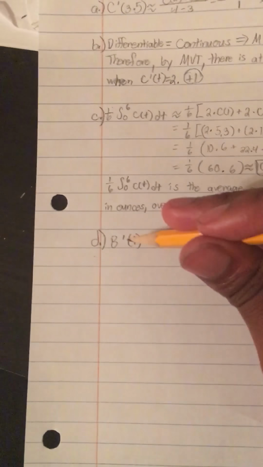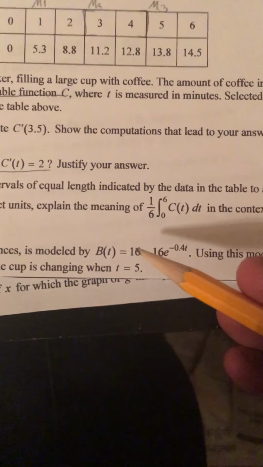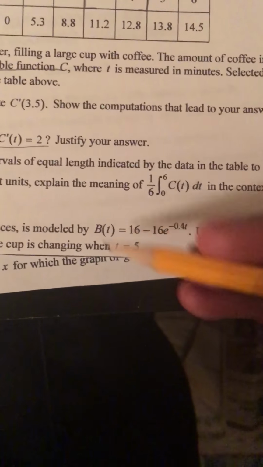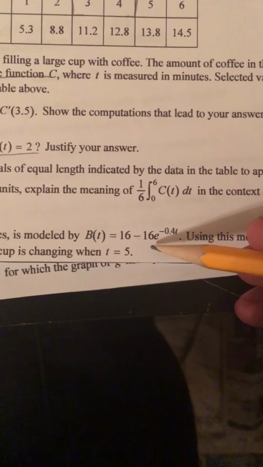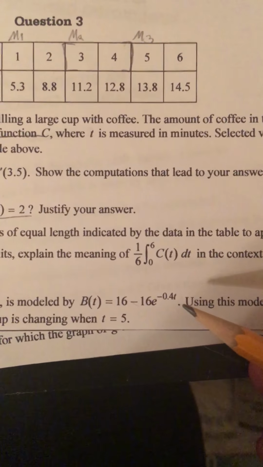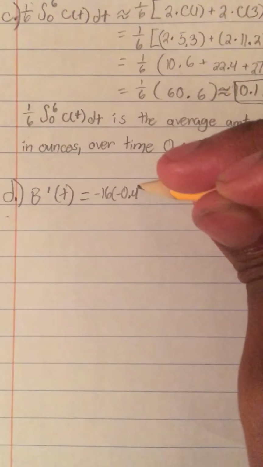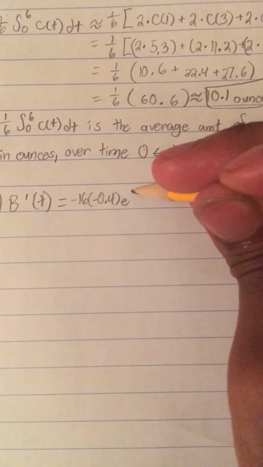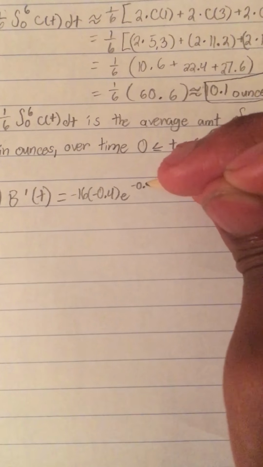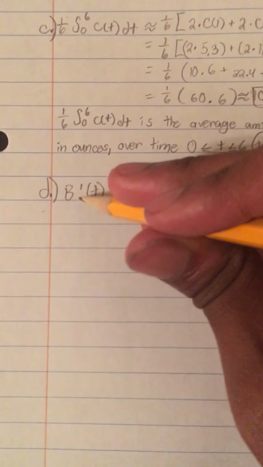Now, the general form for b prime of t, when looking at b of t, b prime, so we take that out because the derivative of just a constant is 0. So that will be negative 16. And using the chain rule, that would be negative 16 times negative 0.4 e to the negative 0.4 t. That's b prime of t.